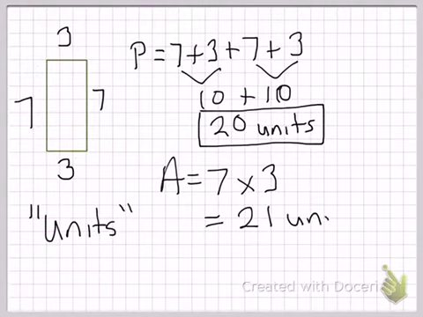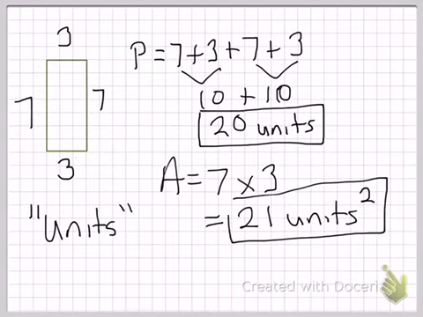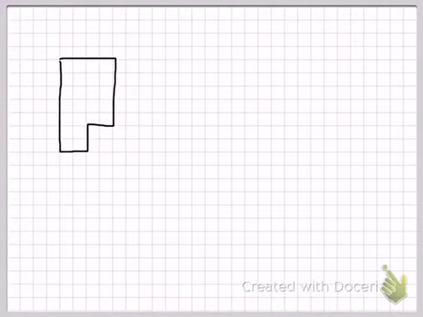And the units are still important, but in this case, area is measured using squares, so we need to include the exponent of 2 next to our units.